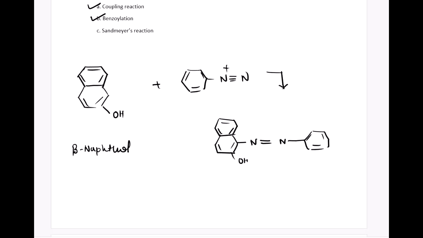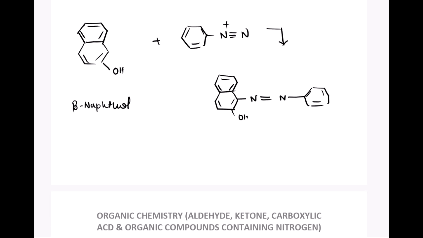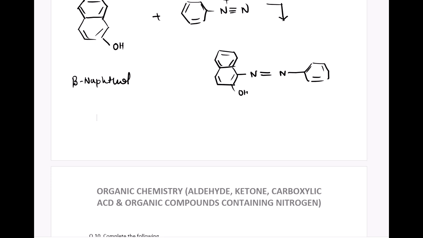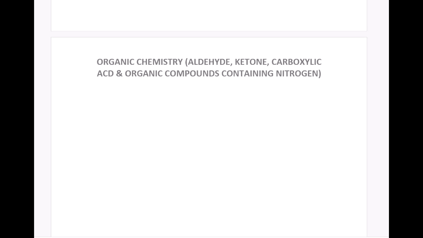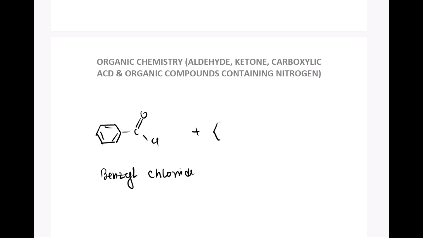Benzoylation is also from a nitrogenous compound. So if we go for the benzoylation reaction, suppose we are taking here C6H5COCl. This one is benzoyl chloride. For the benzoylation reaction, we need another electron donor that will act as the nucleophile. So we are taking here just simple methylamine. This is the electron rich compound.